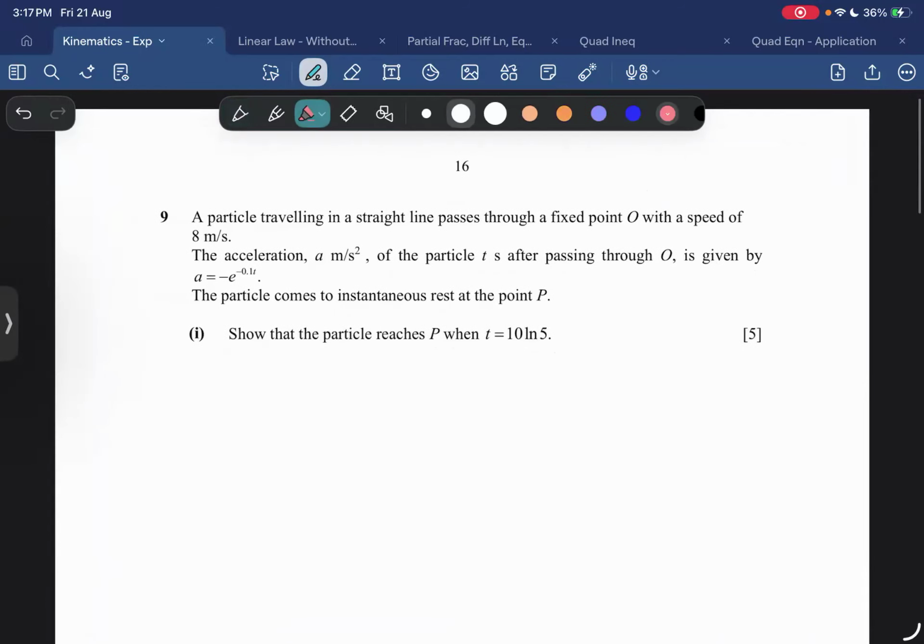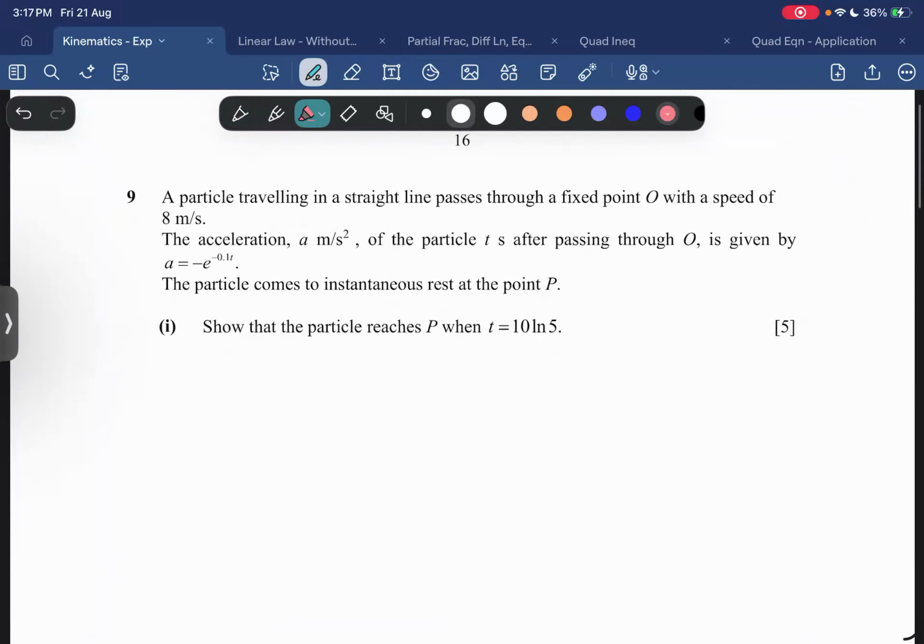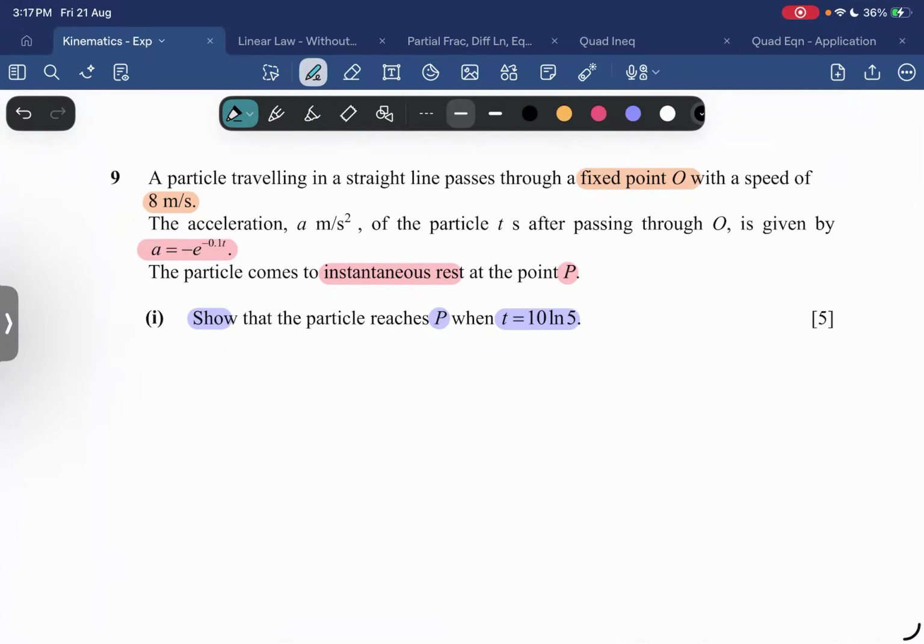Right, kinematics from here. So kinematics, what do I have? We are given the acceleration. The particle is at rest at point P, and we also have a fixed point O, the starting point. This is my speed. The question wants me to show that at P, this is the time, in exact form. Five marks. The only information I have for P is that at P, v is equal to 0. That's all I know.